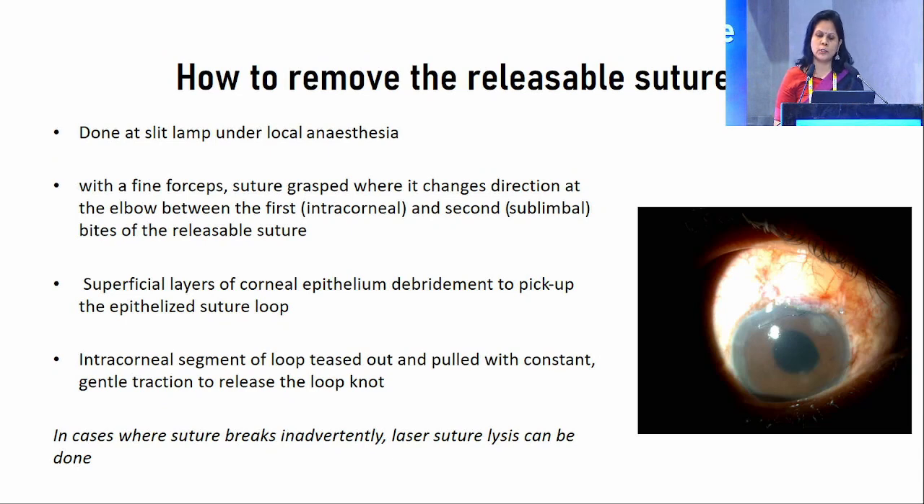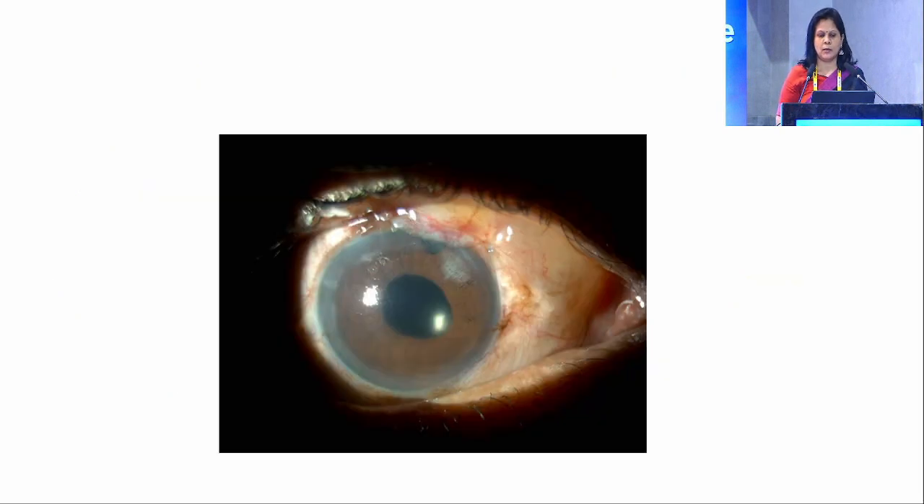So how to remove the suture? It is done under the slit lamp under local anesthesia, and here you have to pull the suture. Suppose it is epithelialized, then you have to divide the cornea and then pull it slowly. And in case the suture breaks, then obviously you have to go for laser suturolysis. Now after removal, you can see the bleb forming here.